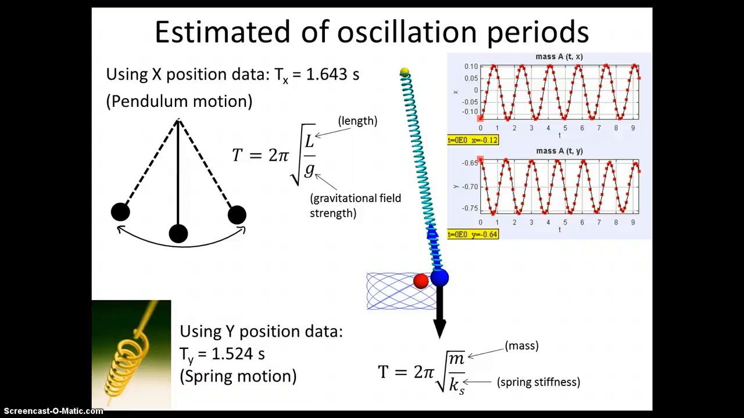The periods of oscillation for x and y should not be the same, because the mass swings in the x direction in a pendulum motion, whereas it moves up and down in the y direction in a spring motion. The two different types of motion are calculated in a different way, therefore it is expected that they should be different.